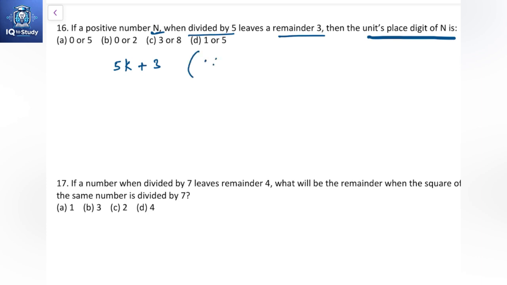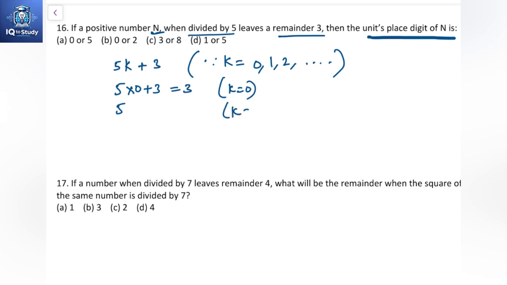Since k equal to 0, 1, 2 and so on. Let's start with 0. 5 into 0 plus 3, that is equal to 3. Let's start with k equal to 1. 5 into 1 plus 3, that is equal to 8.